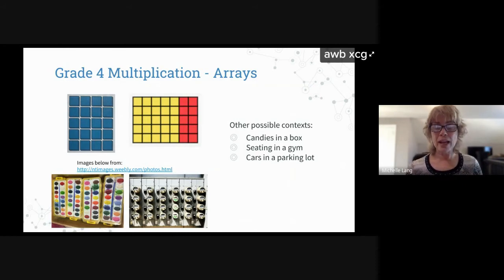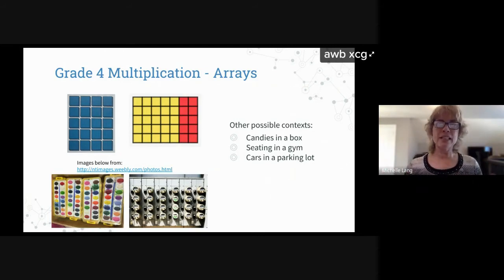For example, that 5x4 array, when I rearrange it into a 4x5 array, it's still the same number of tiles. The area remains the same. The product of those two numbers is the same. Similarly, looking at the yellow and red one, having students explore concretely and visually helps them to see that 5 times 7 is the same as 5 times 5 plus another 5 times 2.